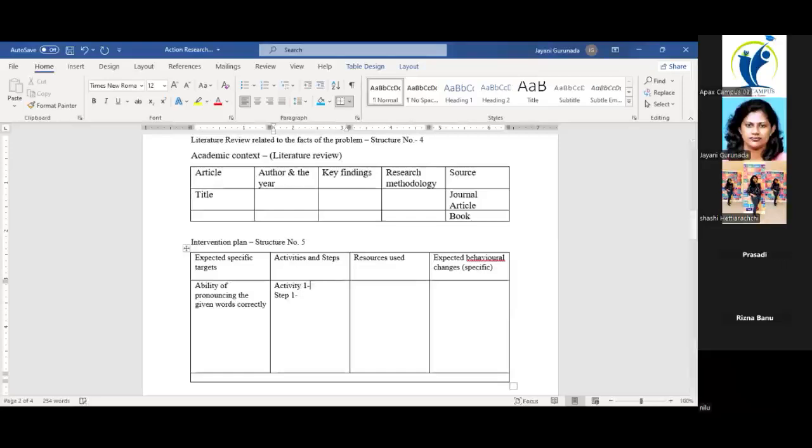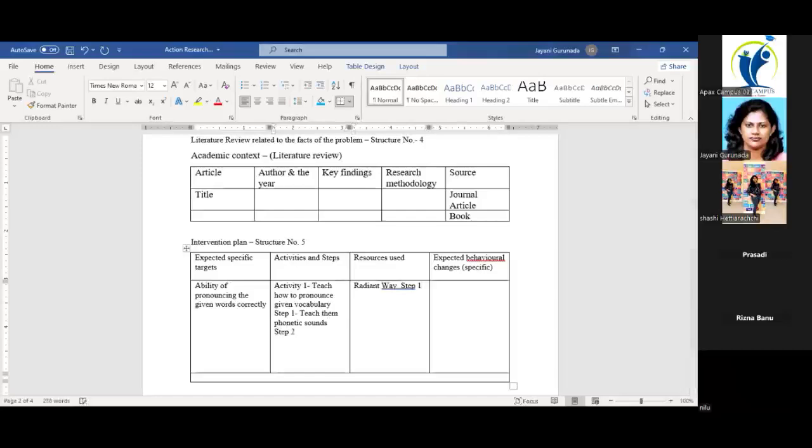Activity 1: teach how to pronounce given vocabulary. Step 1: teach them phonetic sounds. Resource: Radiant Way book, step 1. Right, so like that, teach them phonetic sounds.